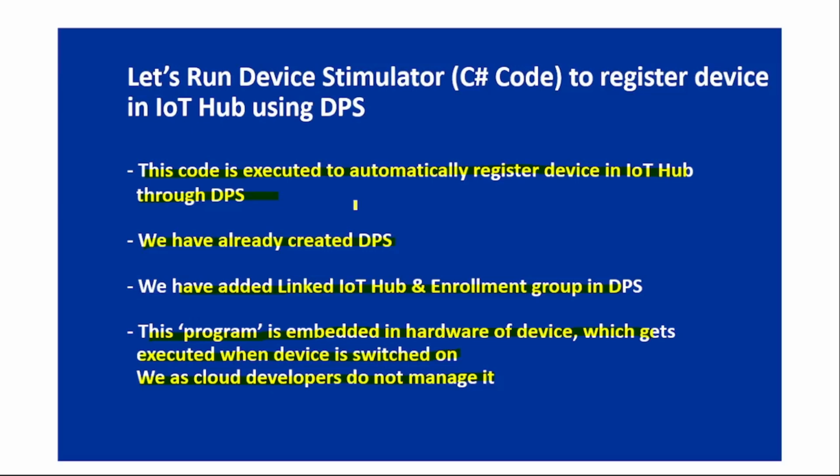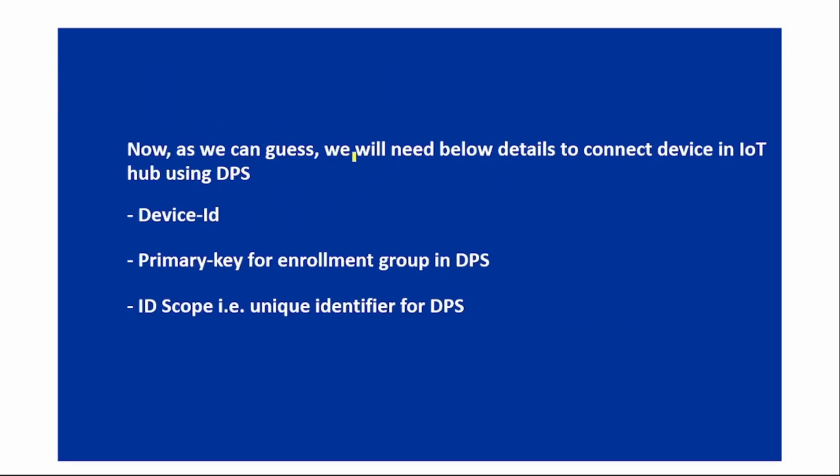Now, as we can guess, we will need the below details to connect our device to IoT Hub using DPS. So of course we will need the device ID, then we will need the primary key for the enrollment group in DPS. And how can we get it? Let's again go back to the Azure portal.